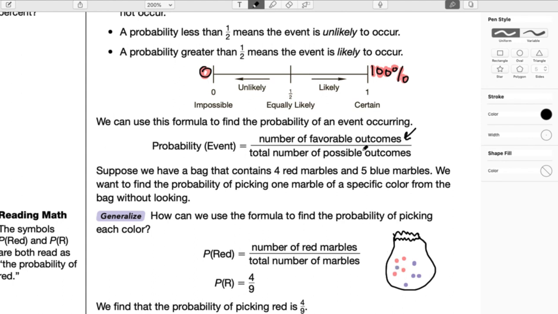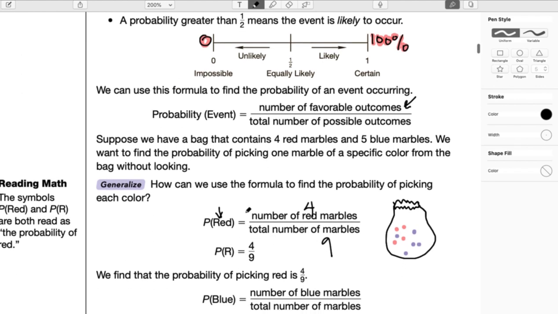So let's think about this. If we're talking about red, which is the favorable outcome here, we have to figure out how many different ways can we get red. That's what the number of favorable outcomes is, and that's 4. And then we have to think about the total number of marbles. Well, altogether, there are 9. So the probability of picking red, which would be written either like this, P of red or P of R, is going to be 4 out of 9.